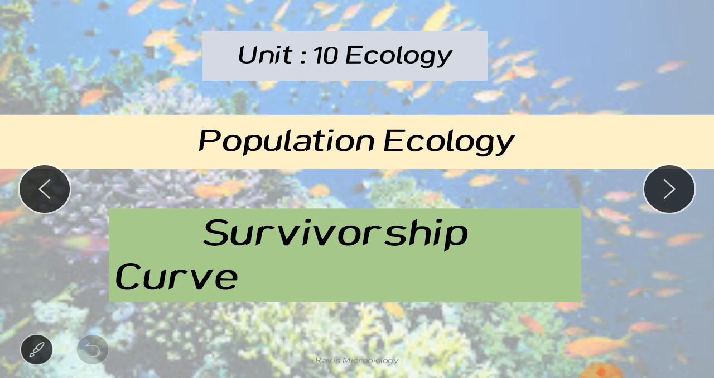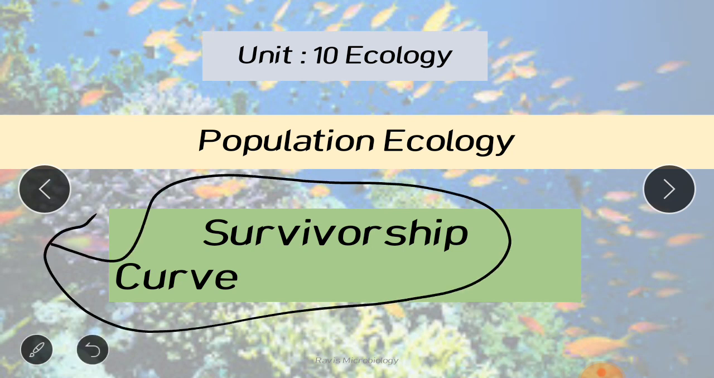We continue with our ecology unit number 10, in which we are talking about population ecology. We have completed lots of videos, but now we are focusing on the survivorship curve, which is a very important topic for CSIR NET and for your knowledge also. So what is the survivorship curve? This curve shows, for each species, how many individuals are surviving at different age groups.